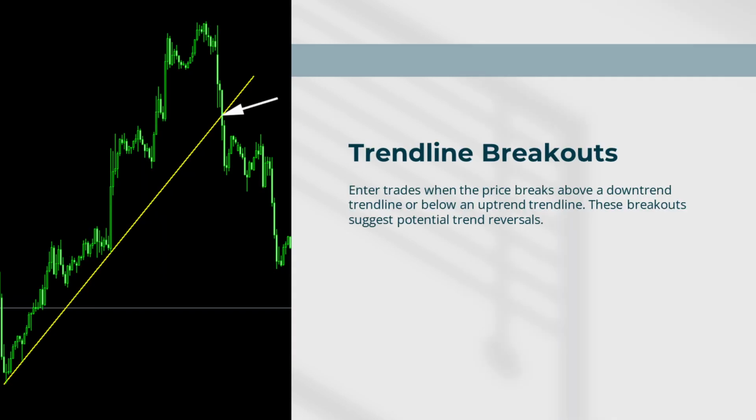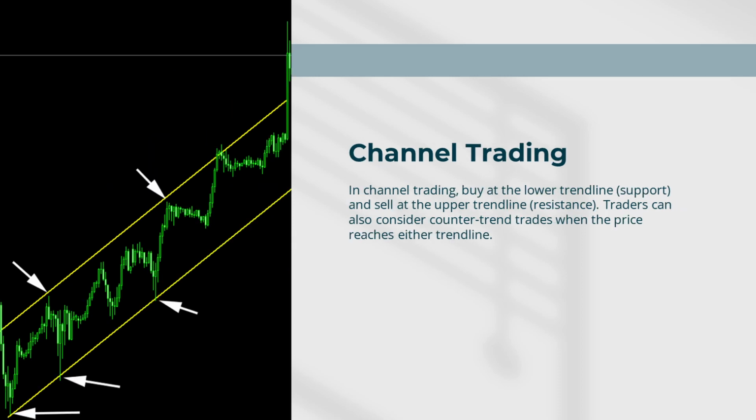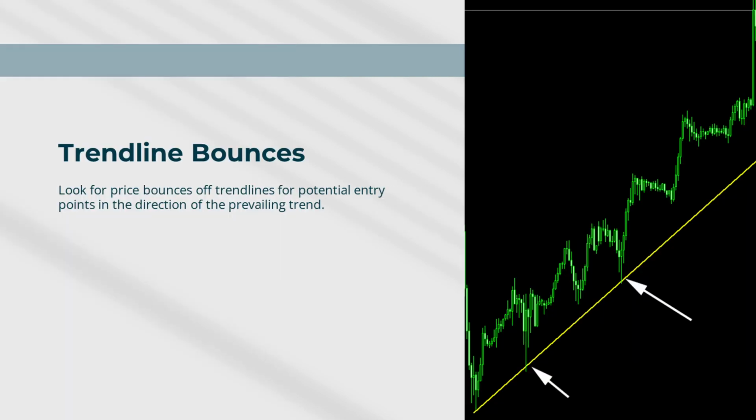Trading strategies with trendlines and channels. Trendline breakouts. Enter trades when the price breaks above a downtrend trendline or below an uptrend trendline. These breakouts suggest potential trend reversals. Channel trading. In channel trading, buy at the lower trendline, support, and sell at the upper trendline, resistance. Traders can also consider counter-trend trades when the price reaches either trendline. Bounces. Look for price bounces off trendlines for potential entry points in the direction of the prevailing trend.